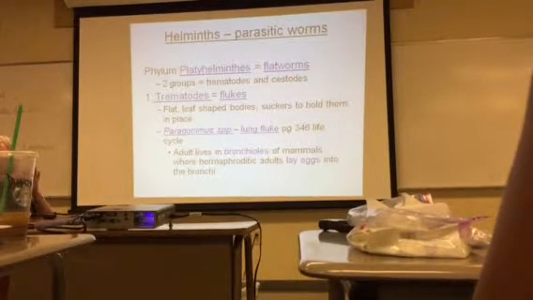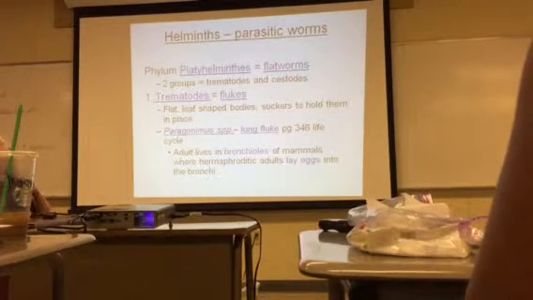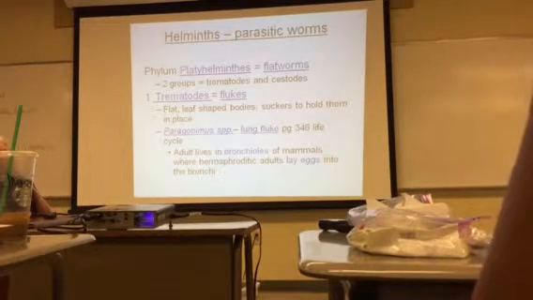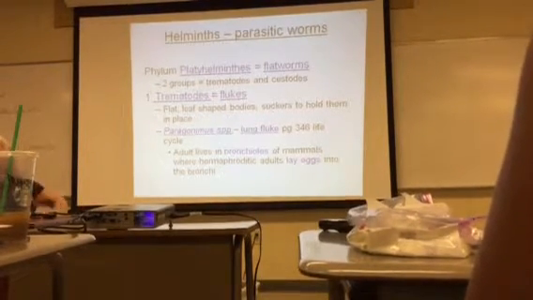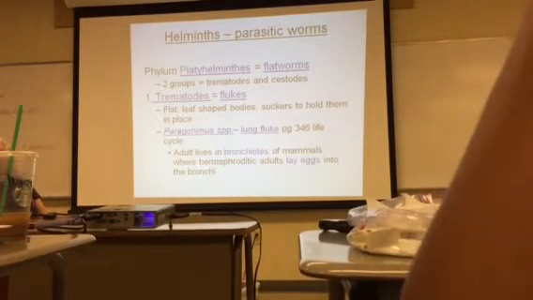If you see a picture of them, they look like a leaf. They're flat, they have a leaf-shaped body. They have suckers to hold them in place in their host. One of them is Paragonimus. That is a lung fluke.